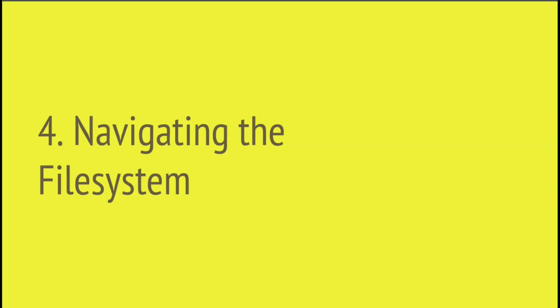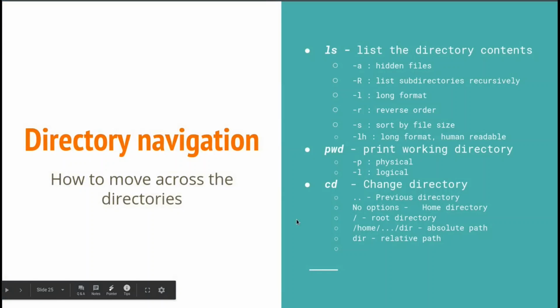In this lecture, I will be talking about how to navigate the file system, and we will see the various commands to do so. First we will see the directory navigation and how you can move across the directories. The first command is ls, that is used to list the directory contents, and we have the following options. Then we have another command, that is print working directory, and the third is change directory, which you can use to navigate the file system.